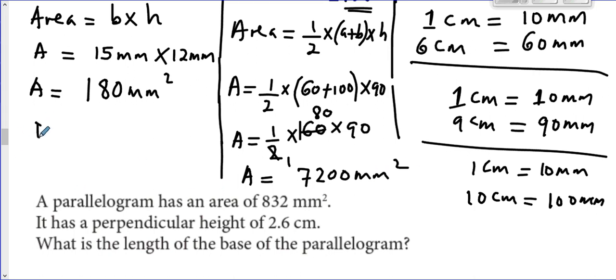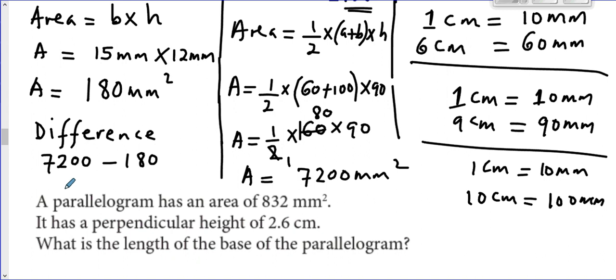Now what is the difference? The difference will be the bigger area minus the smaller area. So the difference will be 7,200 minus 180. If you do that, you end up getting a number in millimeters squared. So you can help me do this calculation and then put the answer there.